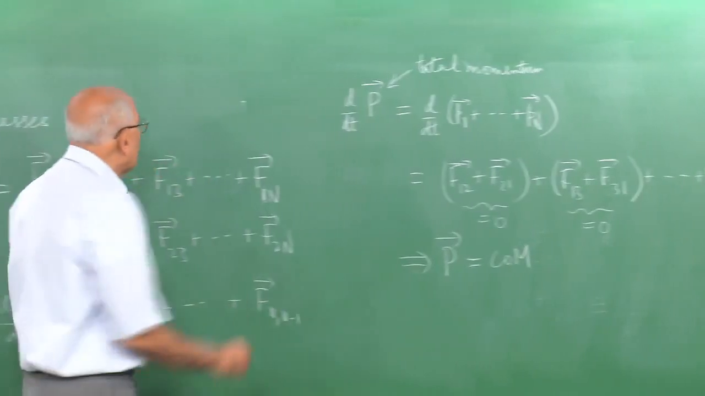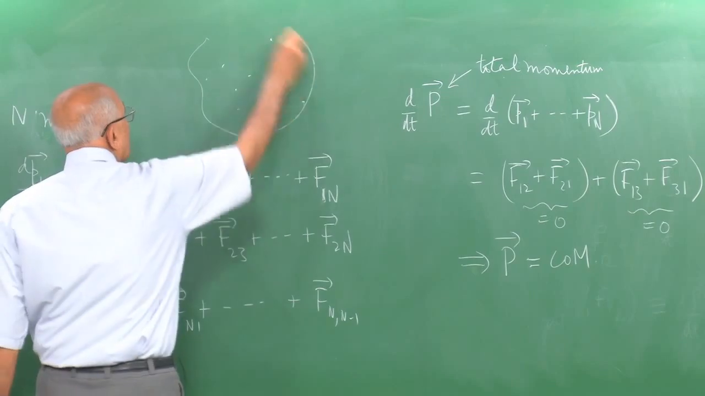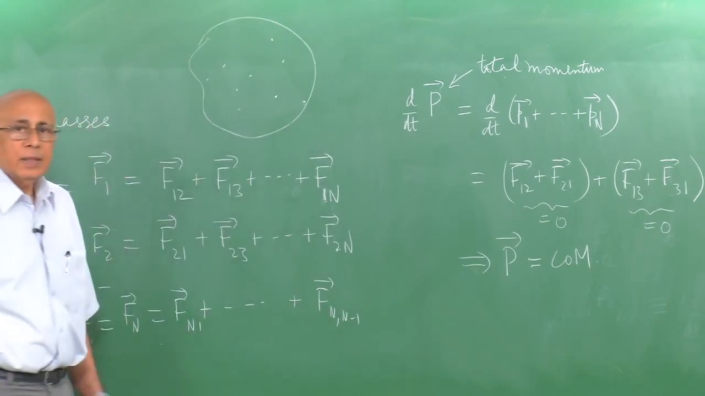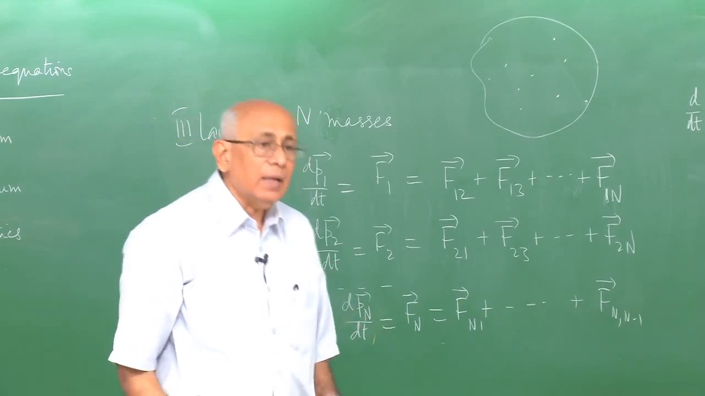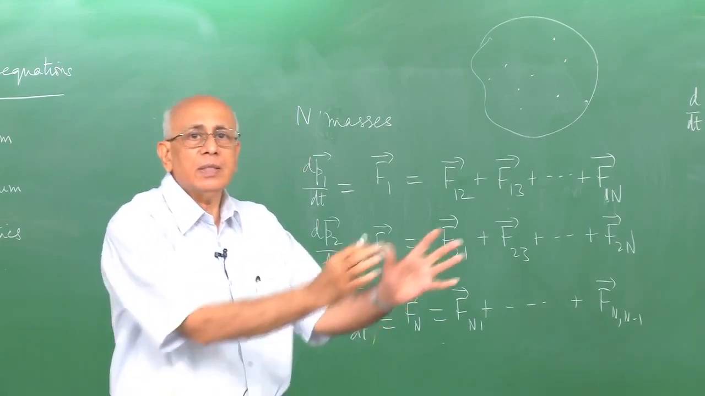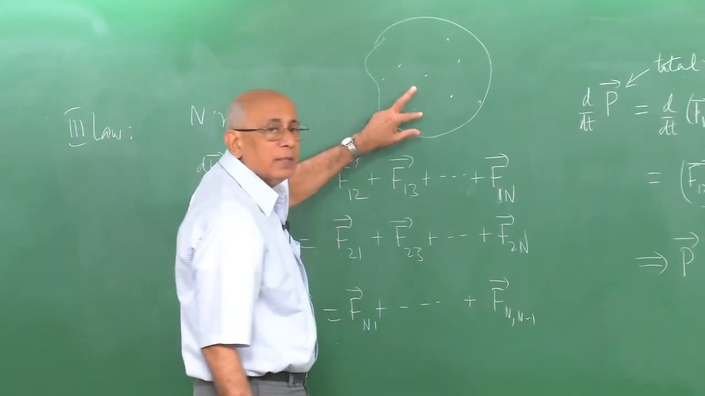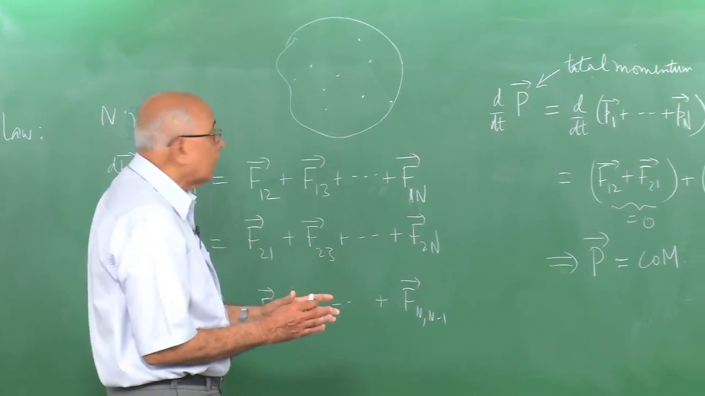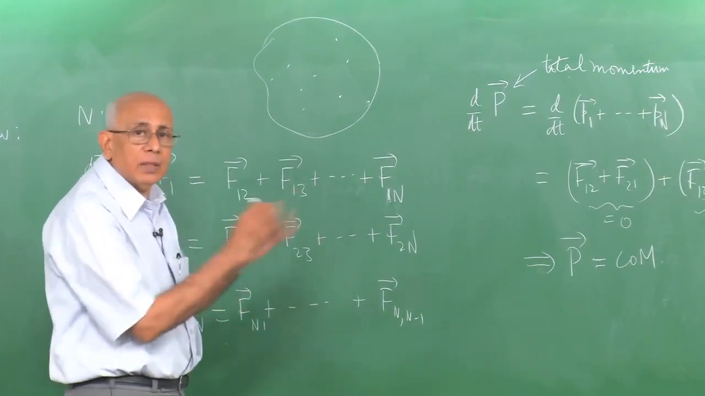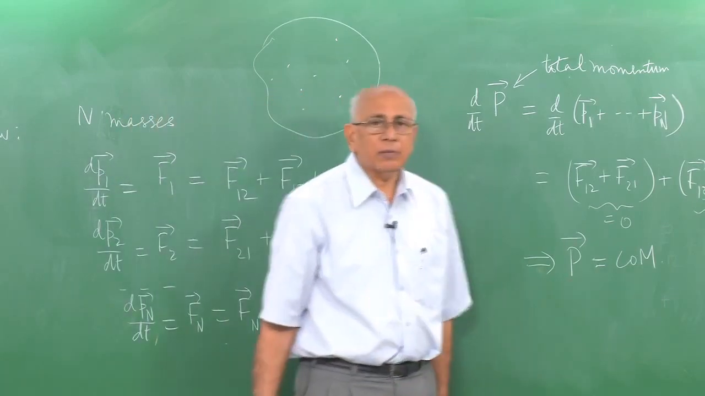So it says that if you have a collection of particles in this fashion and they're interacting with each other, I call that a system. The total momentum of the system is a constant of the motion unless there's some external force acting on the system as a whole. But as long as each of the bodies is seeing a force due to the other bodies in this system, and only that, and Newton's third law is applicable, then the total momentum of the system is a constant of the motion.